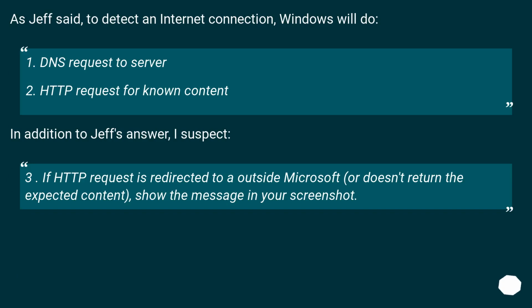As Jeff said, to detect an internet connection, Windows will do a DNS request to a server, then an HTTP request for known content. In addition to Jeff's answer, I suspect, 3. If the HTTP request is redirected to a site outside Microsoft, or doesn't return the expected content, show the message in your screenshot.